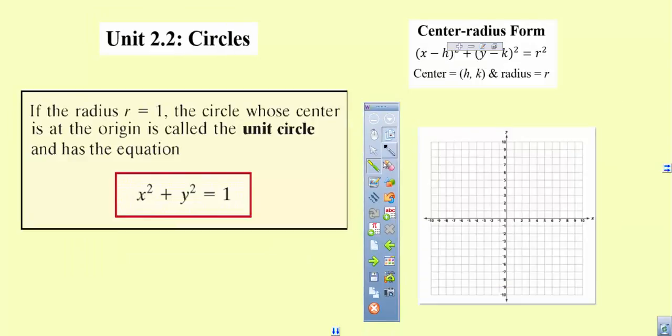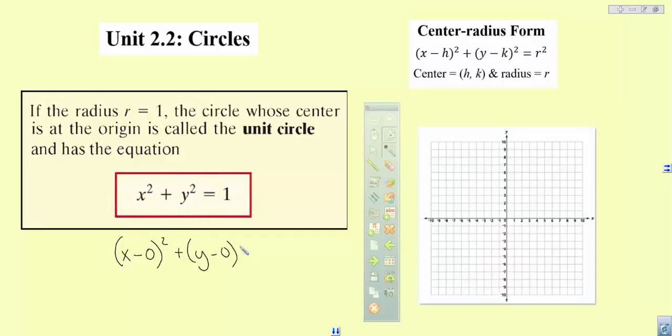So we come across our first situation here, and that's what's called the unit circle. It's called the unit circle because it has a radius of 1. As we look at this, you'll notice we don't see any h or any k when we look at the squares. That's because if we rewrite this, it's really x minus 0 squared plus y minus 0 squared is equal to 1 squared. So that means my center, which is my h, k, would be 0, 0, and my radius would be 1, because 1 squared is 1.